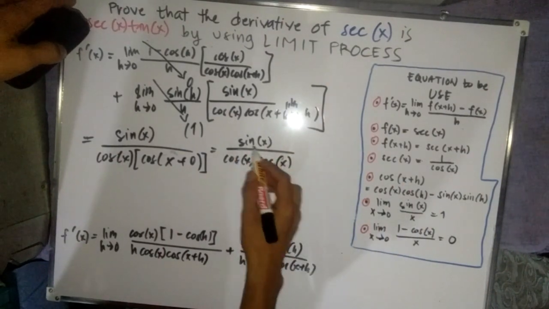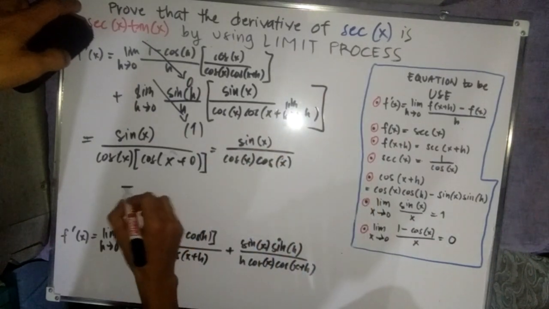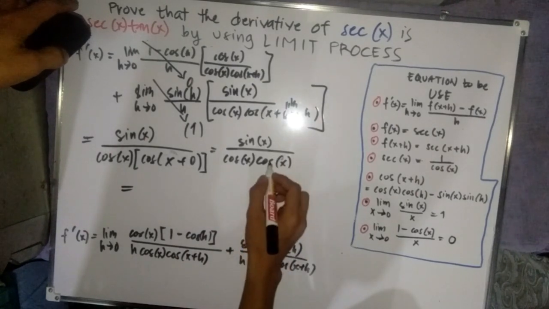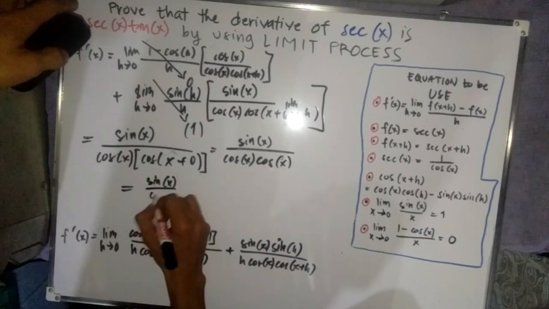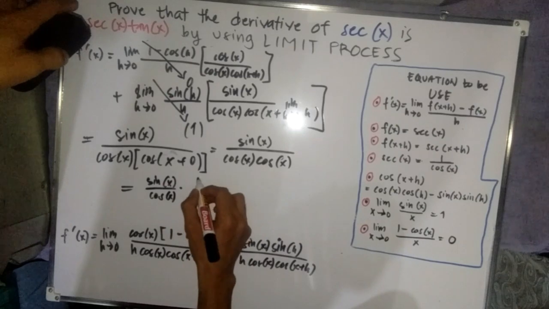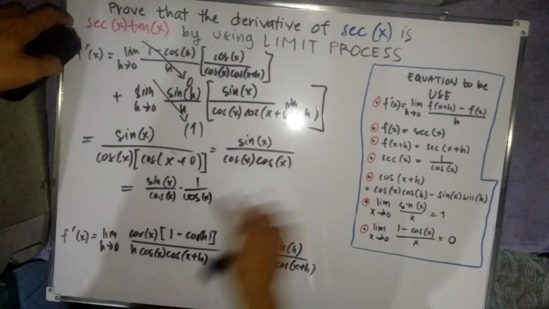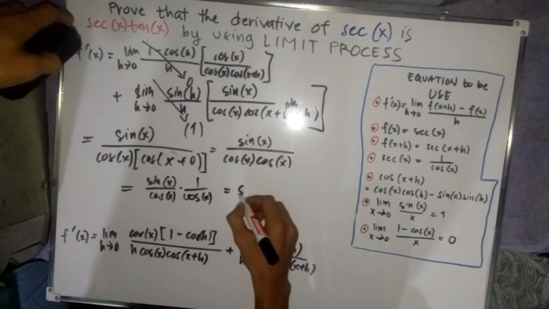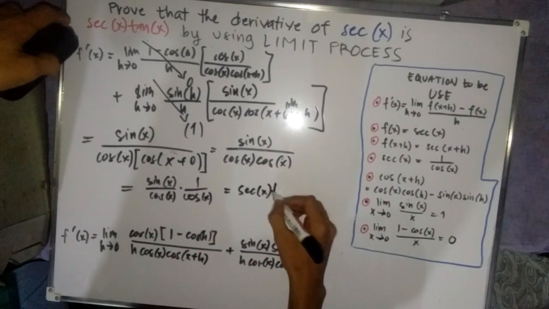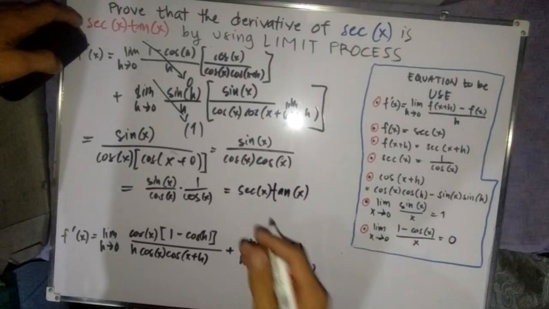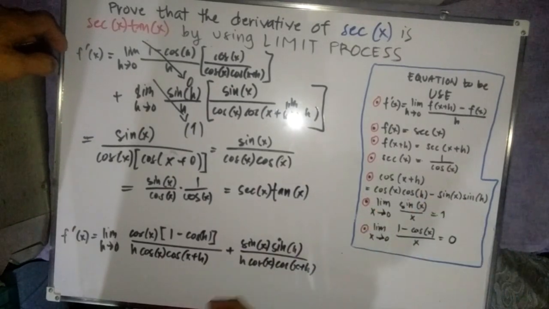Then, as you notice, sine divided by cosine x equal po siya sa tangent. Then, magli-leave siya ng 1. Separate natin para malinaw: times 1 over cosine x. Ibig sabihin, itong 1 over cosine x, di ba, si secant x. Then, ang value ng sine x over cosine x is tangent x. So, ayun po. Ganun po yung pag-prove ng derivative ng trigonometric function na secant x.